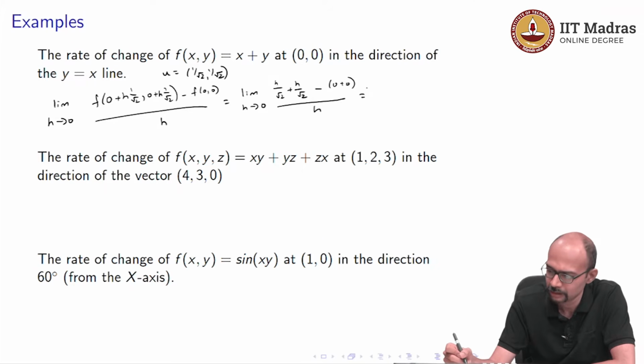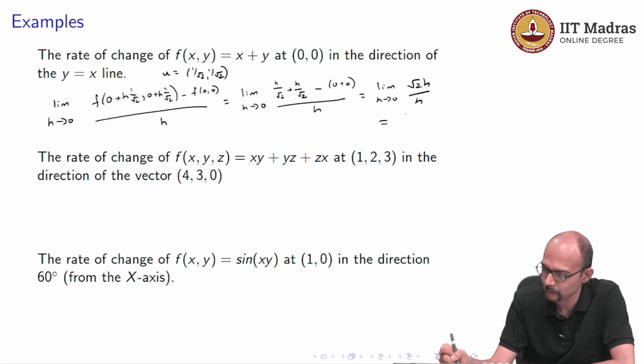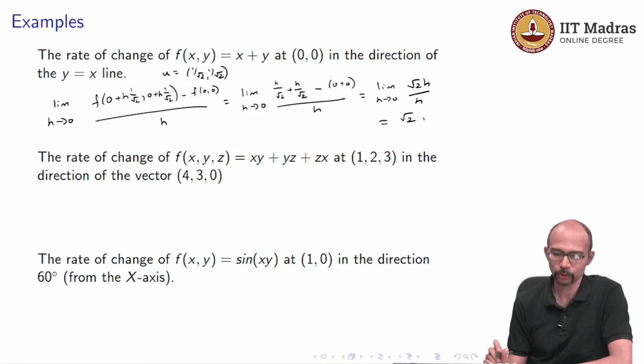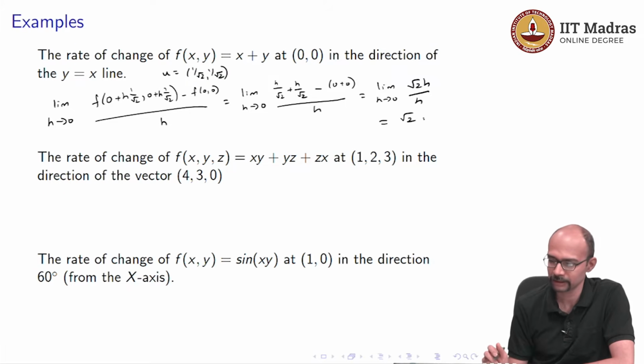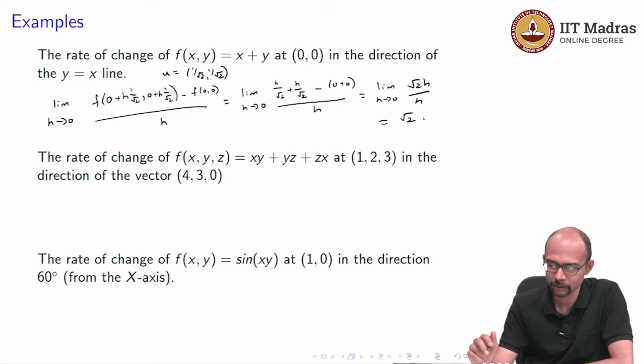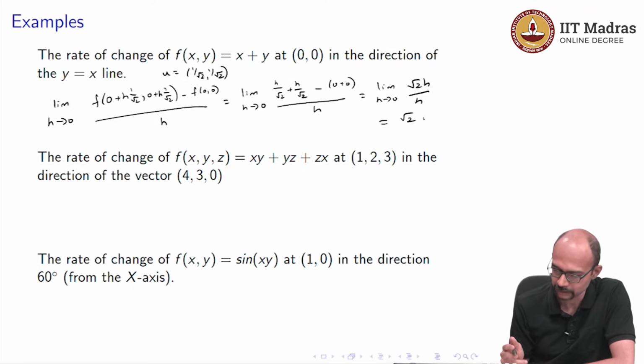So, this is 2 times h by root 2. That is root 2 times h in the numerator divided by h, which is exactly root 2. So, that is the rate of change of this function in the direction of the y equals x line. Fine. Let's now do the second one.